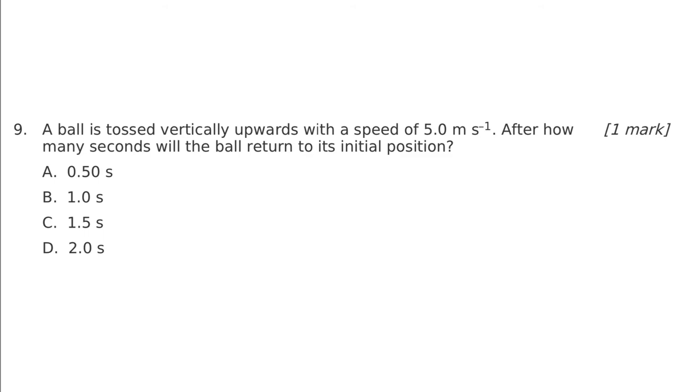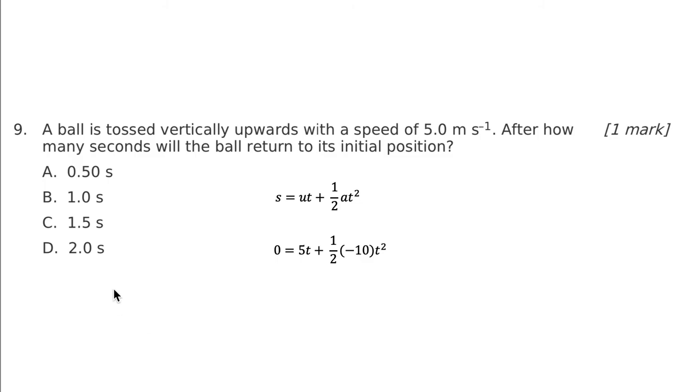Last couple of questions. Number 9. A ball is tossed vertically upwards with a speed of 5 meters per second, and we want to know how many seconds will pass before the ball returns to its initial position. Again, I'm going to use s equal to ut plus a half at squared, and I'm going to put in my values. Here we've got to be careful because we're initially traveling up, so the velocity is 5, but because we've got to think about direction, the acceleration is minus 10, that's my g going down.